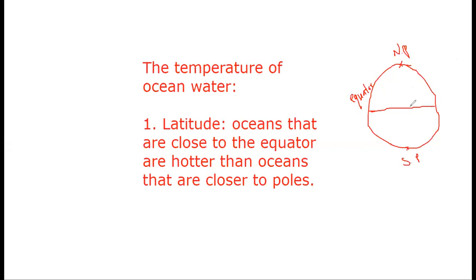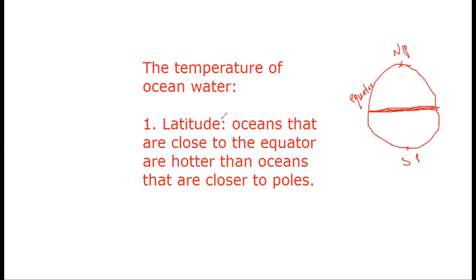So the areas at the equator, the areas that are close to the equator, are the hottest. It is the same thing with water. Water in areas close to the equator is hotter, but water at the North Pole and South Pole and the areas close to them is colder because there is little sunlight. That's what we mean by latitude.